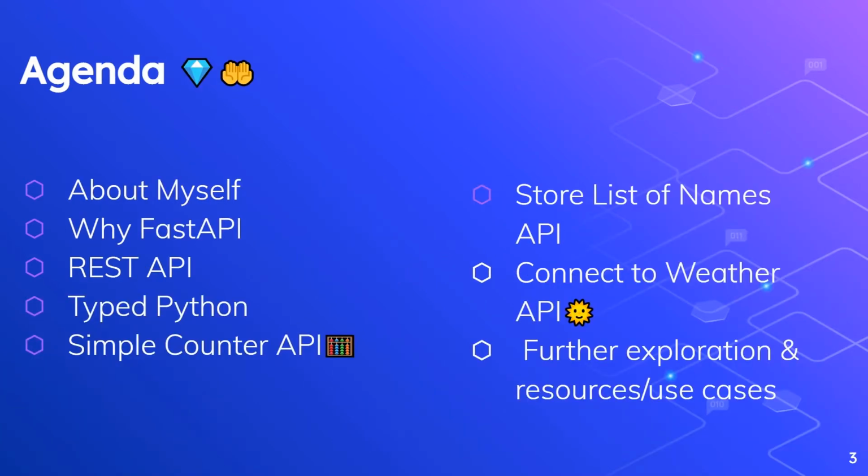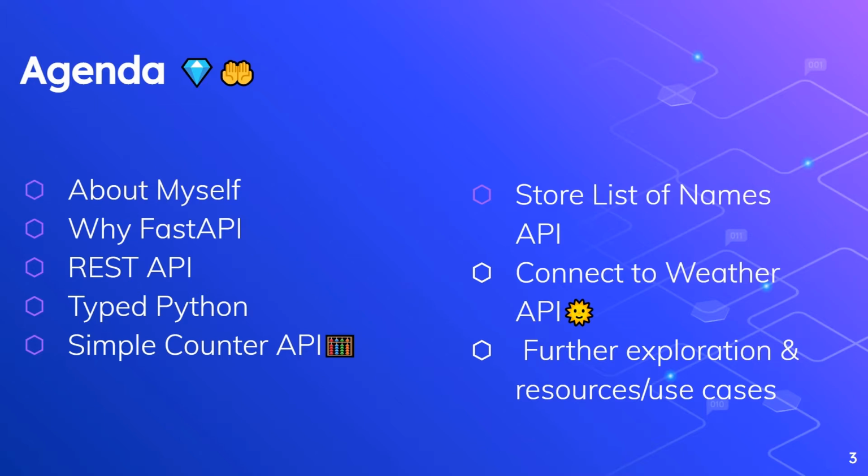So agenda for today is we're going to learn what is FastAPI and why we want to use it, what is a REST API, what is type Python, and we're also going to do 3 examples. So we're going to start off with the simple counter API, then we're going to make an API that stores a list of names, like let's say an example would be storing a list of names for a school, and lastly, we're going to connect our project to an external API.